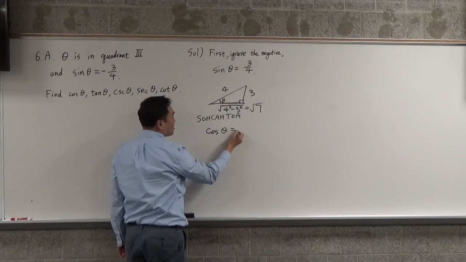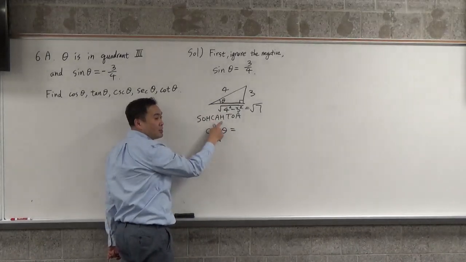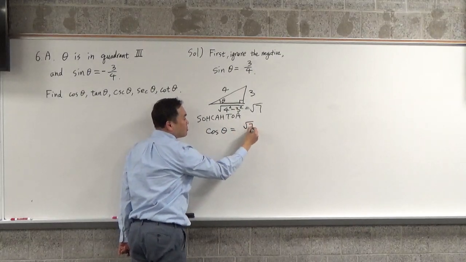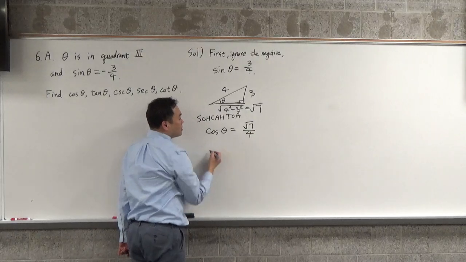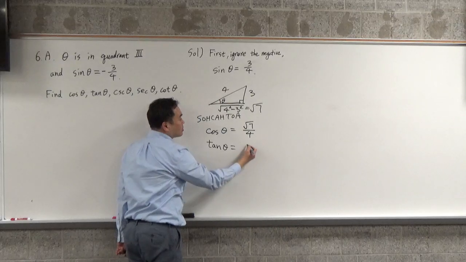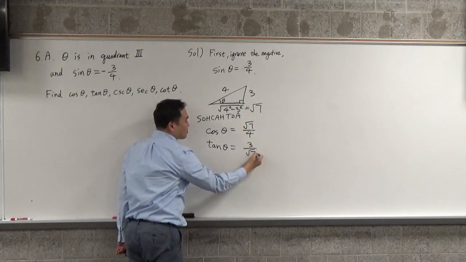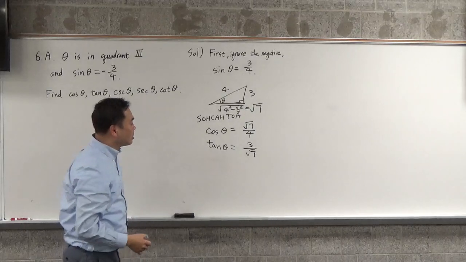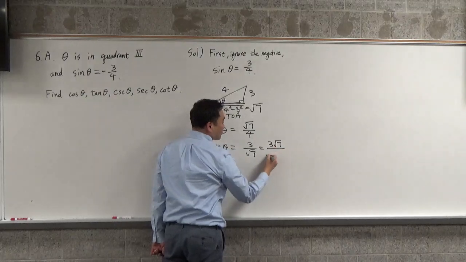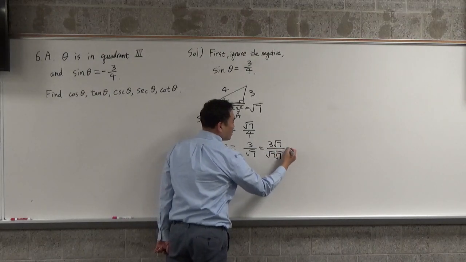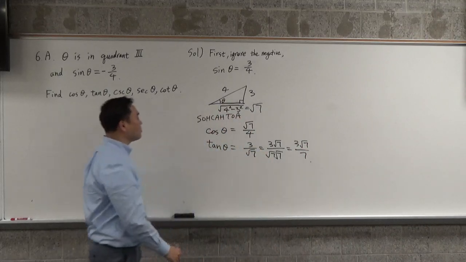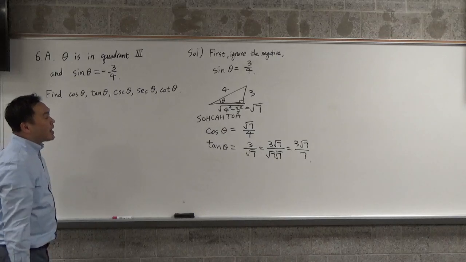What is cosine theta then? Cosine is adjacent over hypotenuse, so what over what? Radical 7 over 4. Tangent theta? It's 3 over square root of 7. Okay? Of course, you have to rationalize the denominator, so let's multiply by square root of 7 top and bottom, which gives you 3 radical 7 over 7.